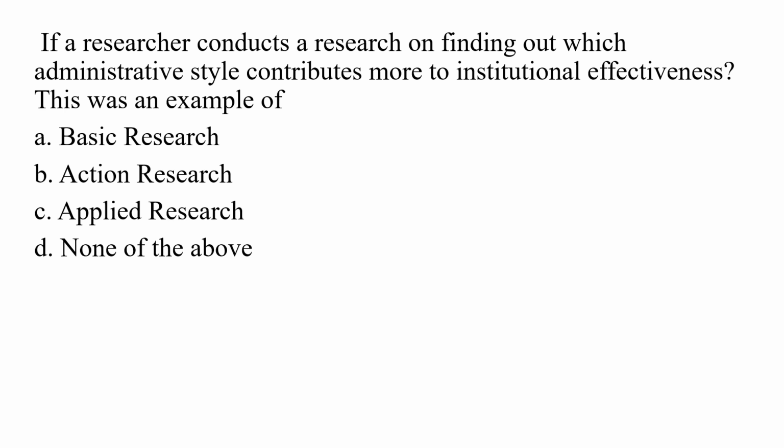If a researcher conducts research on finding out which administrative style contributes more to institutional effectiveness, this is an example of. So here in this question they ask you: if a researcher conducts research to find out which administrative style contributes more to institutional effectiveness, this is an example of which research? The first option is basic research, second one is action research, third one is applied research, and the last one is none of the above.